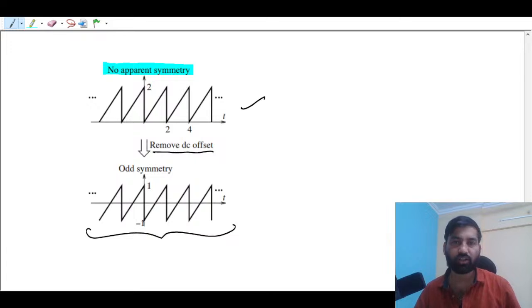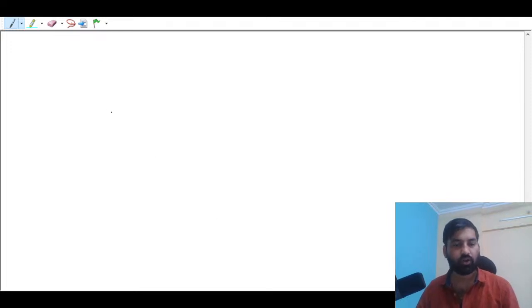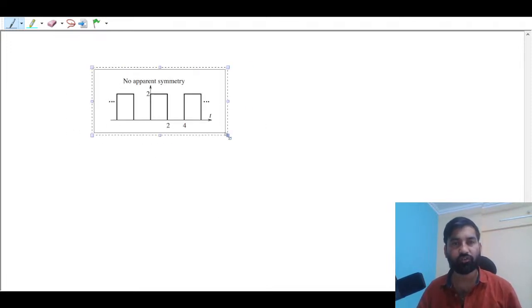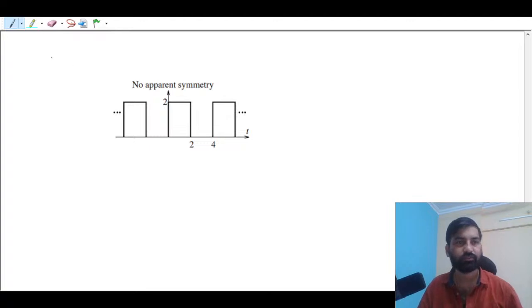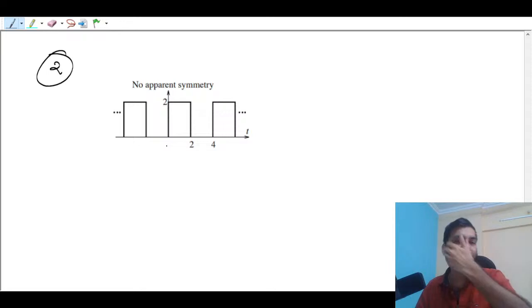And let me take one more signal. Suppose we have a signal which is nothing but an on-off signal, on off, right? There is no apparent symmetry. We are not able to identify the symmetry here. This is 0. Now you have to find out what the DC value is.